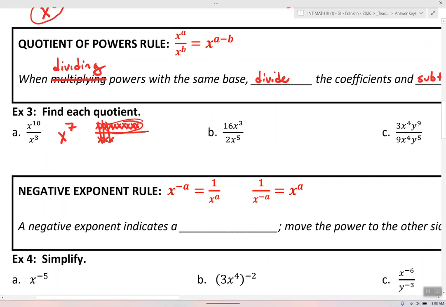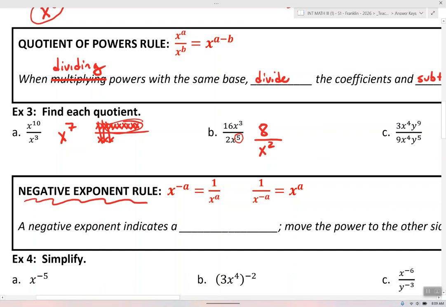16x to the 3rd over 2x to the 5th. Now 16 divided by 2 is 8. And 5 minus 3 is 2, but notice the x to the 5th is on the denominator, so that is where our answer will end up. We have x squared on the bottom. That's the simple way to think about that. In reality, we get a negative exponent. We get 8x to the negative 2 power, but we will talk about that in the next section. So it is sufficient to say that wherever the bigger exponent is, that's where your answer will end up.